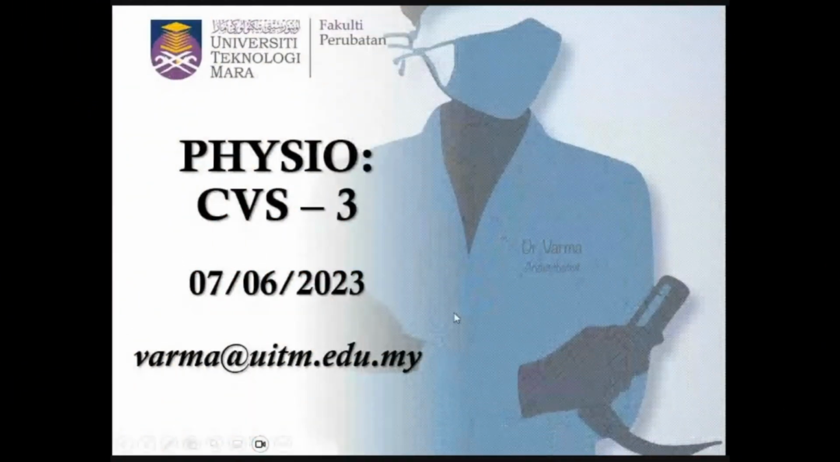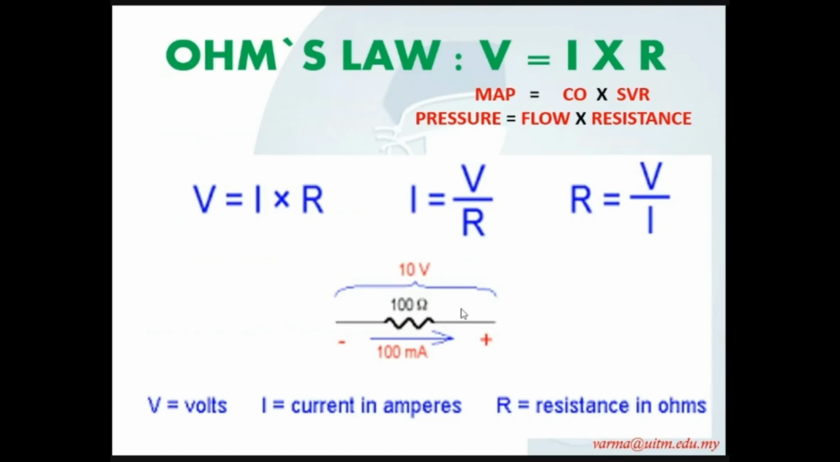This is a continuation from my CVS general principle of this thing. So it all goes back to Ohm's law. Ohm's law is an electrical law which says V equals IR, V is the volt, I is the current in ampere, and R is the resistance in ohms.